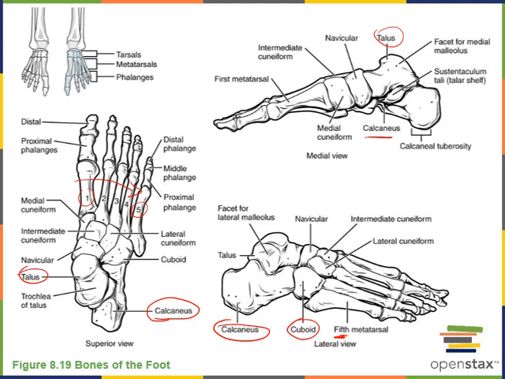The pedal digits are numbered from the big toe, which is medial. The hallux is medial as number one. And the small toe is number five. And so the two lateral toes, the metatarsals of four and five, articulate directly with the cuboid.